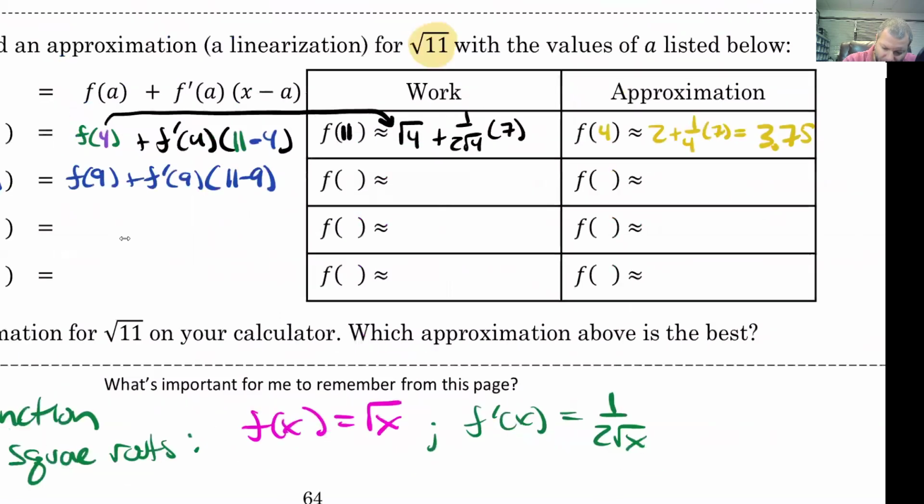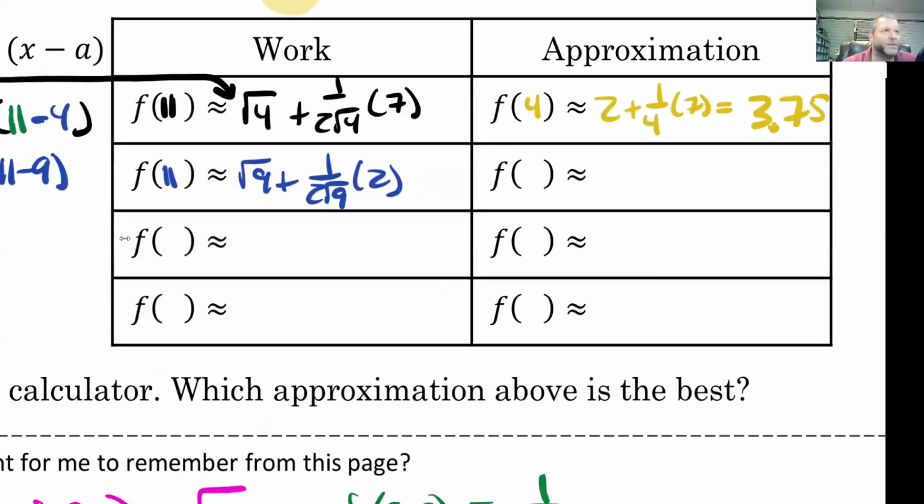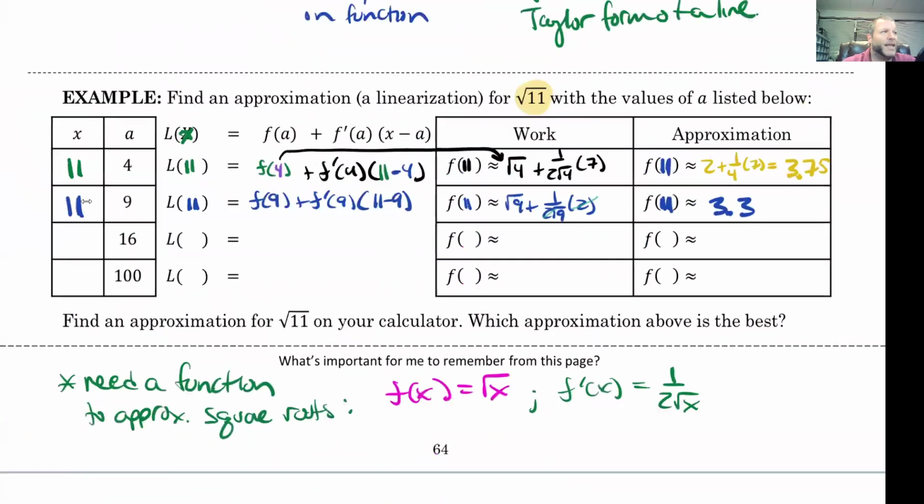So that means that f of 11, right, these are our values of x, is approximately equal to the square root of 9 plus 1 over 2 square root of 9 times 2. So that's going to be 3 plus, this 2 here and that 2 here are going to cancel out. So we're going to get 3 plus a third. So f of, whoops, that should have been f of 11. So f of 11 is approximately 3.3 repeating, right? So this should be a better approximation than 3.75 because 11 is closer to 9 than 11 is to 4.